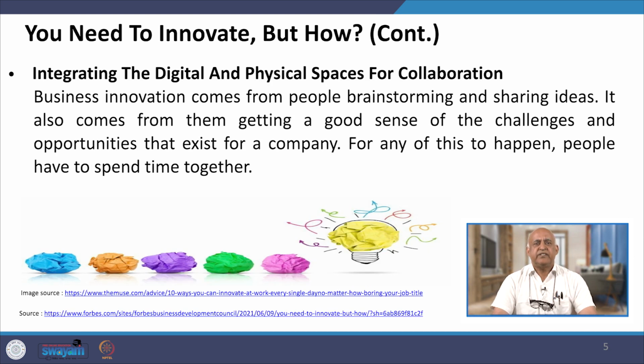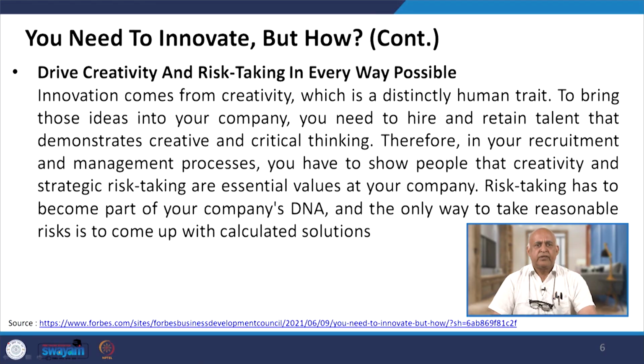Next is integrating digital and physical spaces for collaboration. Business innovation comes from people brainstorming and sharing ideas. It also comes from them getting a good sense of the challenges and opportunities that exist for a company. For any of this to happen, people have to spend time together. Then driving creativity and risk taking becomes possible everywhere. Innovation comes from creativity, which is a distinctly human trait.